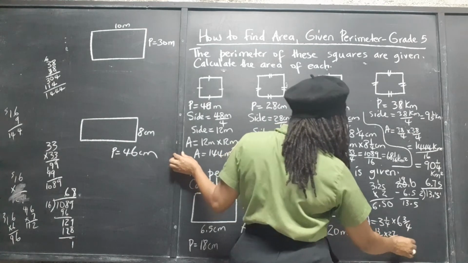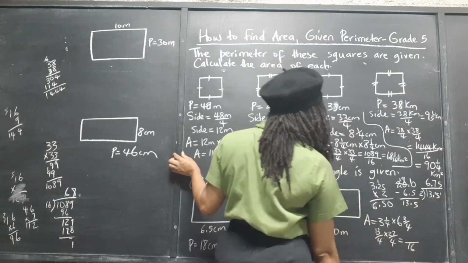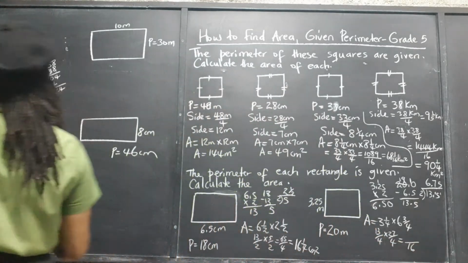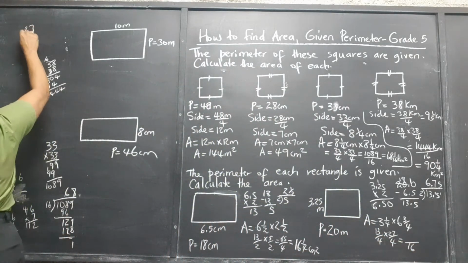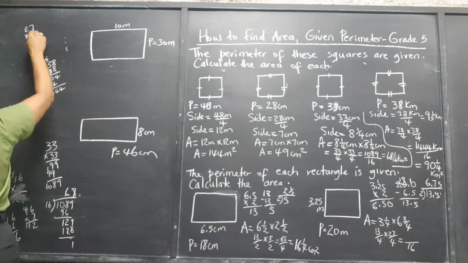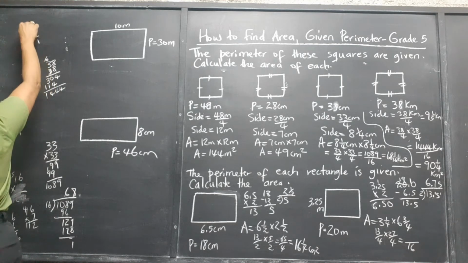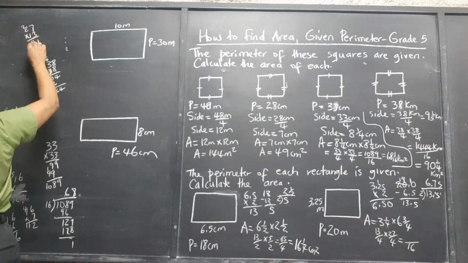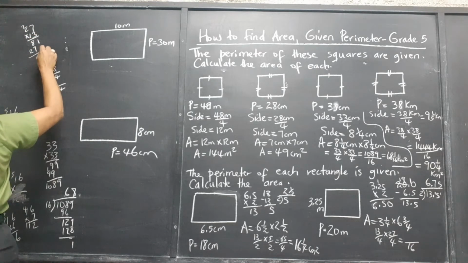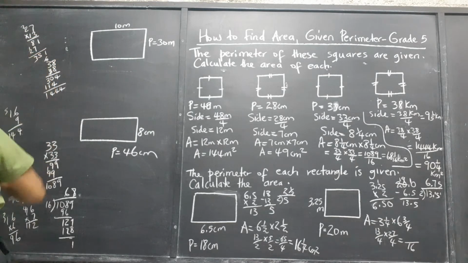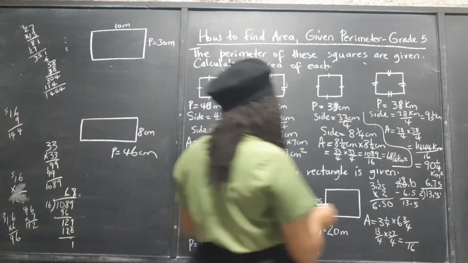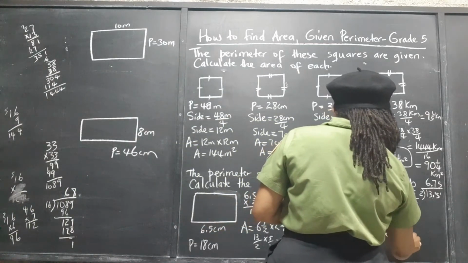So we have 13 times 27. Alright, so 27 times 13: 3 7's 21, 3 2's 6 and 2 is 8, 1 7 7, 1 2 2. 351 divided by 16.